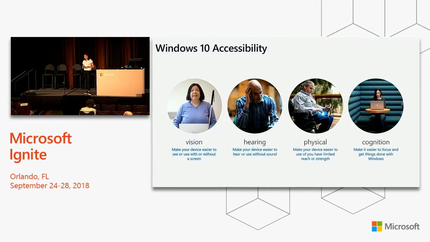So let's jump into what's actually within Windows. How does Windows 10 think about accessibility? There are 4 main buckets here. The first is vision, and then there's hearing, physical, and cognitive accessibility considerations. And I'll jump into each of those areas to explain what they mean.